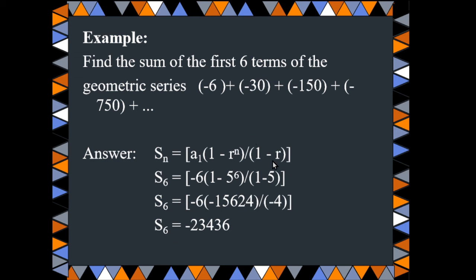So the final answer for this example, S sub 6, or the sum of the first 6 terms of the given geometric series, is equal to negative 23,436. This is the final answer for the third example. And that's all for geometric series.